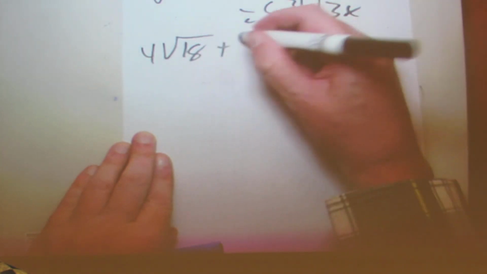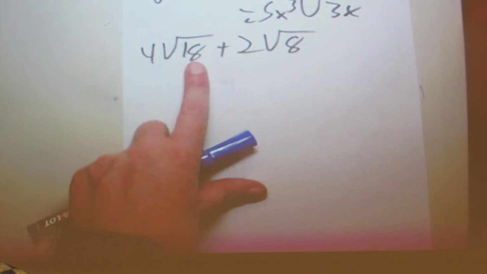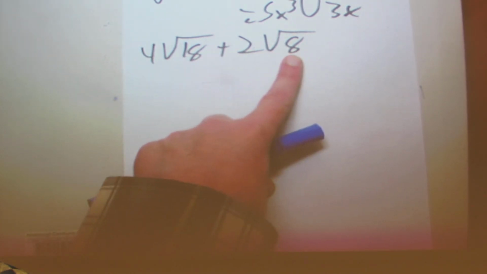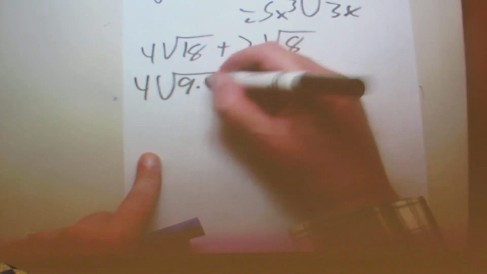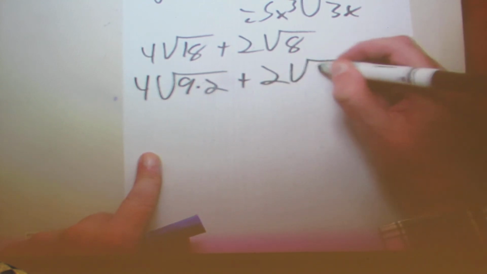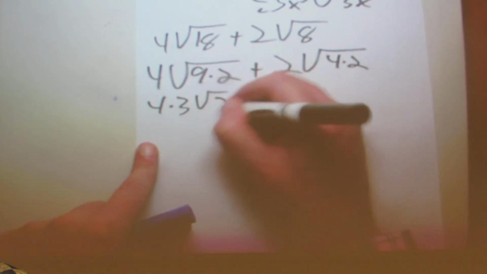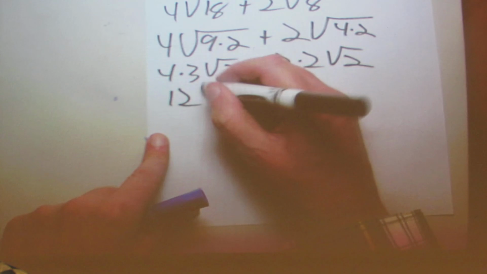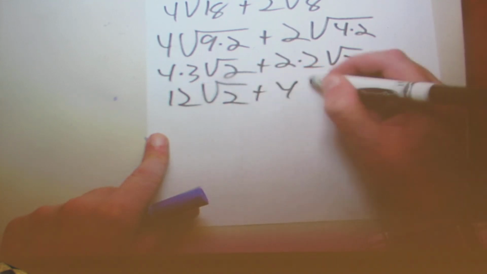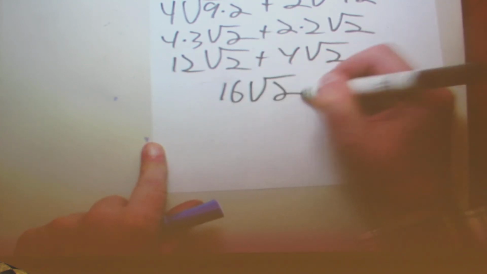Next, 4 square root of 18 plus 2 square root of 8. 9 is a perfect square that will go into 18, and 4 is a perfect square that will go into 8. So we're going to change this. 4 square root of 9 times 2 plus 2 square root of 4 times 2. So this now will become 4 times 3 square root of 2 plus 2 times 2 square root of 2, which is 12 square root of 2 plus 4 square root of 2. Add the 12 and the 4, we get 16 square root of 2.